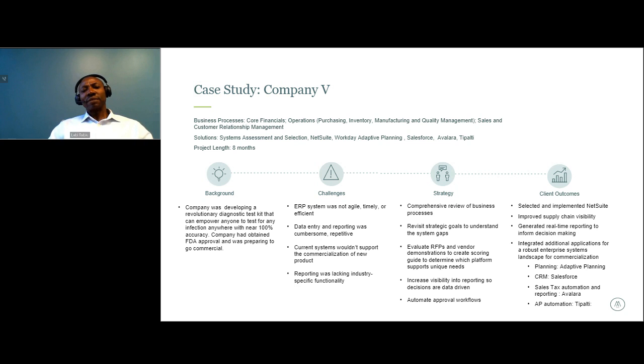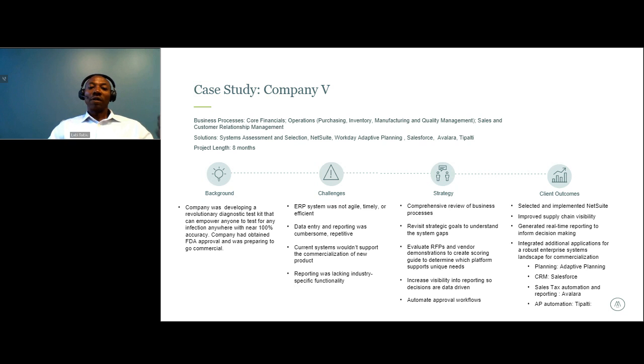And to provide the background, the company was developing a revolutionary diagnostic test kit that empowered anyone to test for any infection with near 100% accuracy. And the company had obtained FDA approval and was preparing to go commercial. But they had a number of challenges.